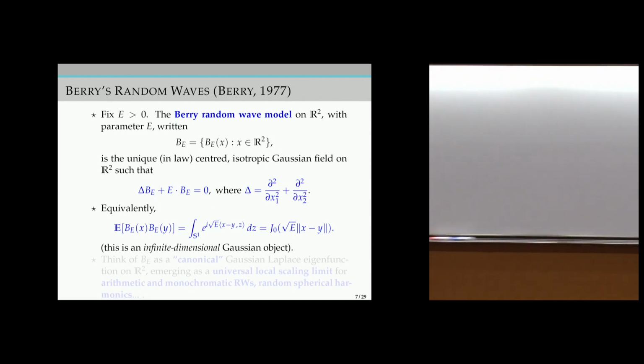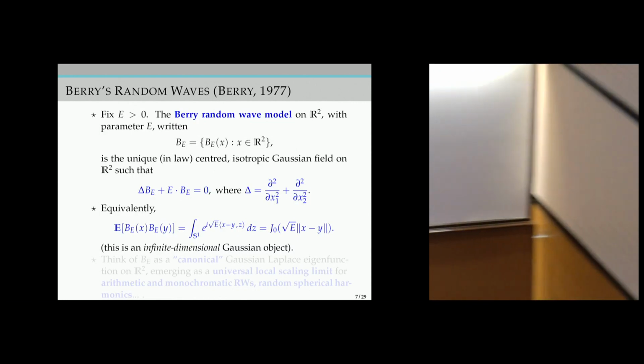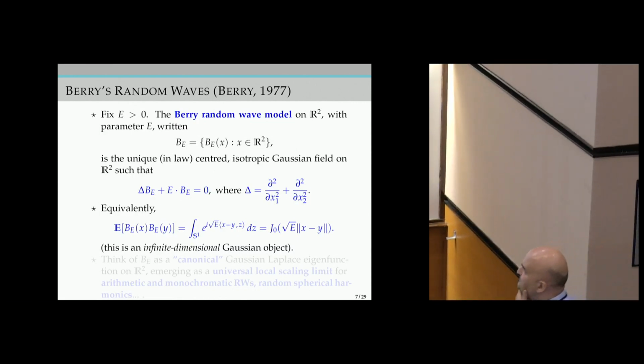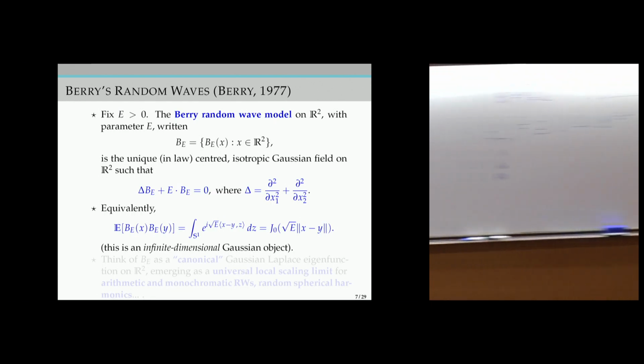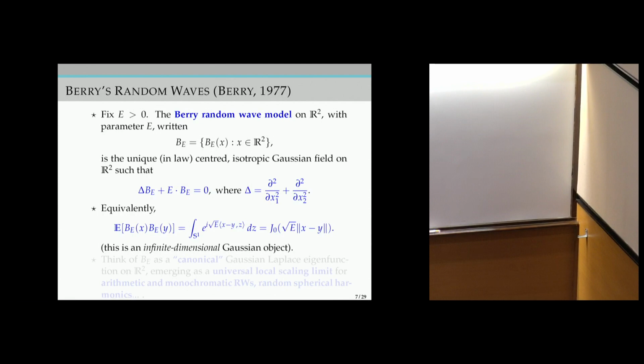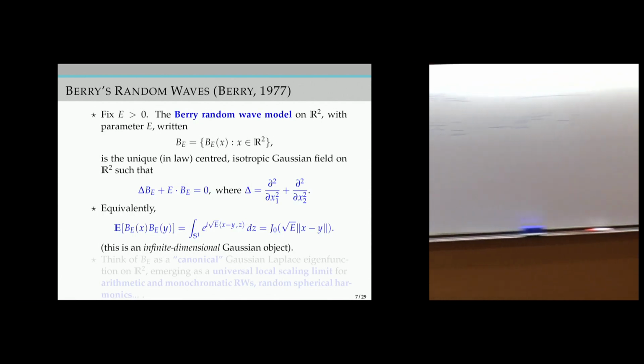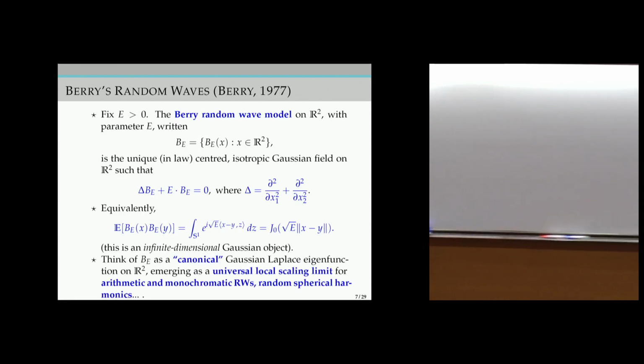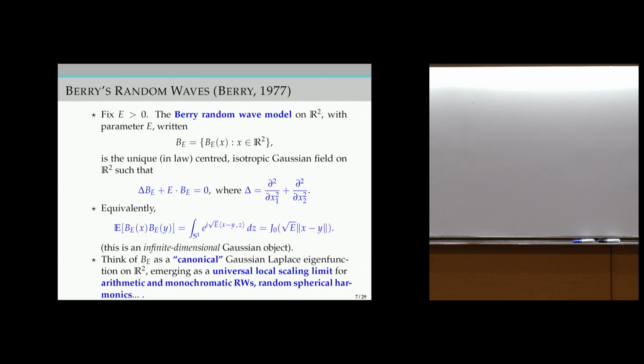This is an infinite dimensional Gaussian process, as opposed to the finite dimensional Gaussian processes we will see. I'm not really going into details, but you should think of this as a sort of universal object. If you take a generic manifold, there are several models that have been proposed in order to generate a random Gaussian eigenfunction on that manifold. One of them, which is quite well known, is called the monochromatic random wave, modeled by Zelditch. I'm not going to give a definition.